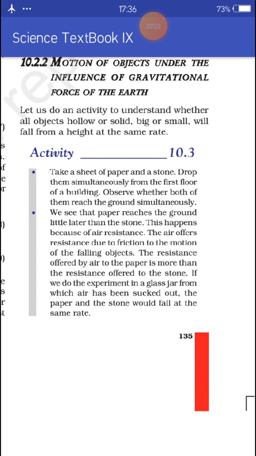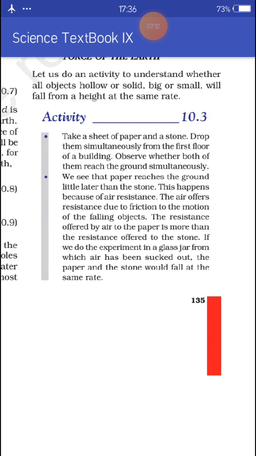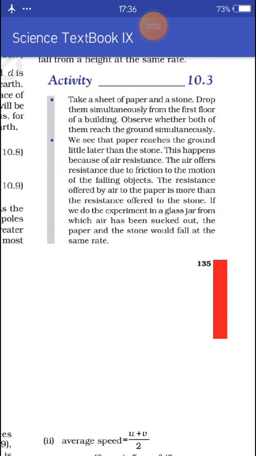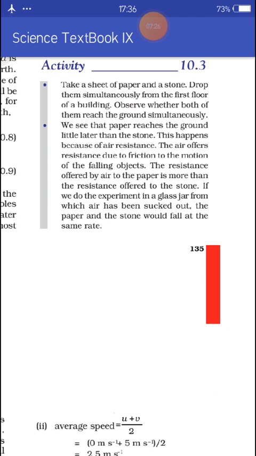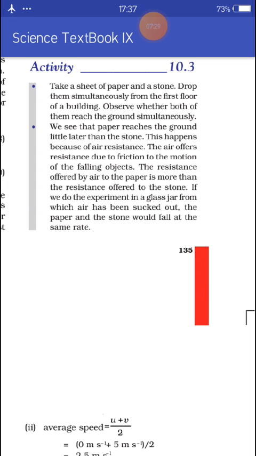We see that the paper reaches the ground a little later than the stone. This happens because of air resistance. The air offers resistance, due to friction, to the motion of the falling objects. The resistance offered by air to the paper is more than the resistance offered to the stone. If we do the experiment in a glass jar from which air has been sucked out, the paper and the stone would fall at the same rate.